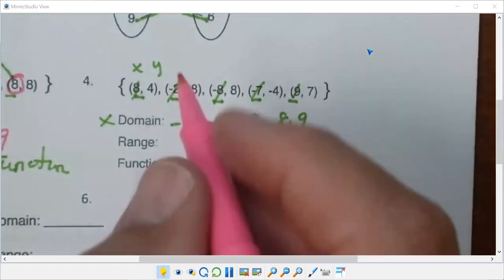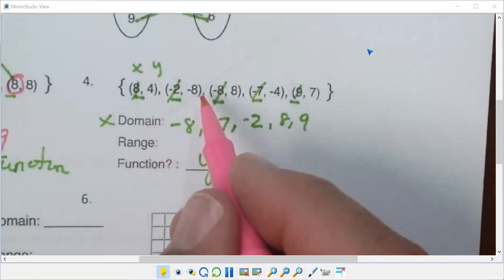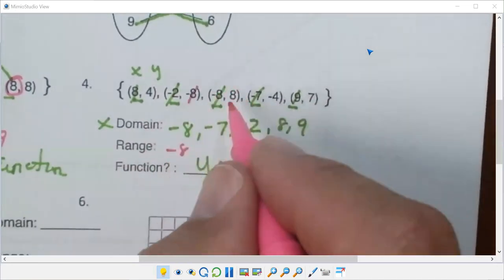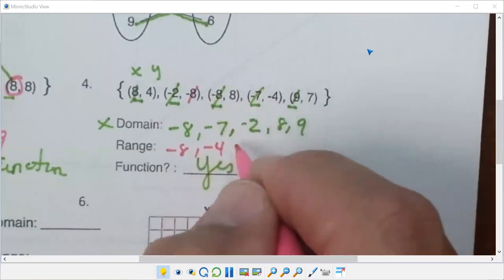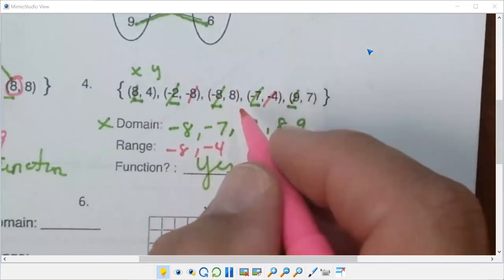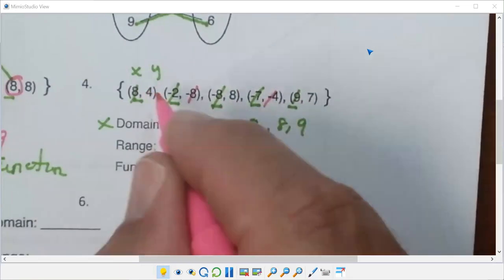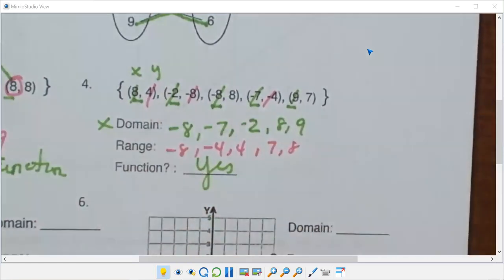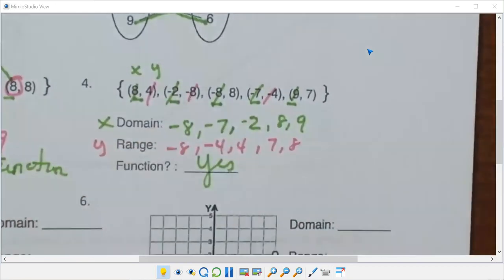So the range is my y values. All right, so I'm looking for the smallest one. Looks like -8 again. -4. 4. Then 7, then 8. So those are my domain and range. This is my Y value.